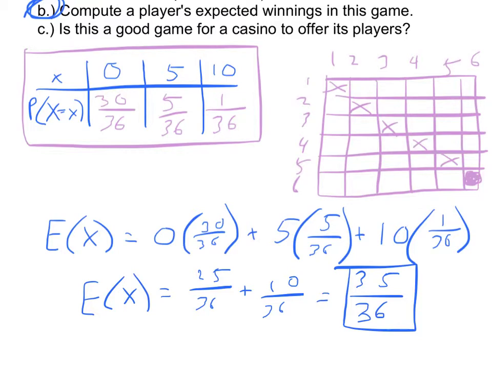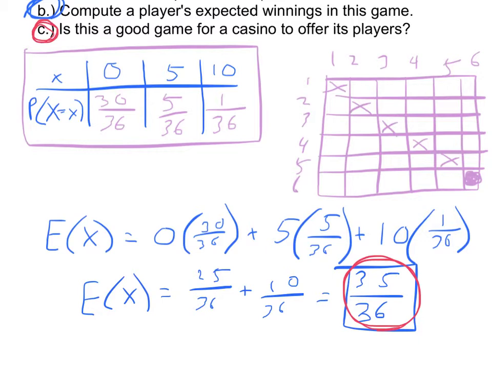Now, question C. I don't know whether or not the IB exam is actually going to ask a question like C, but I still think it's a great question for us to think about. Is this a good game for a casino to offer to its players? Think about that for a second. Think about what a casino's job is. Think about whether or not this is a good game for them. In this game, a player pays $1 to play. And on average, how much do they win? On average, they win 35 36ths of a dollar, which is almost $1.